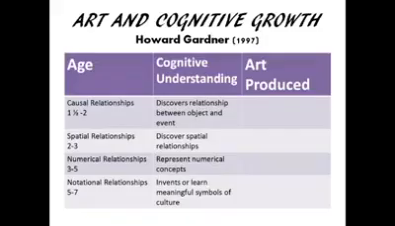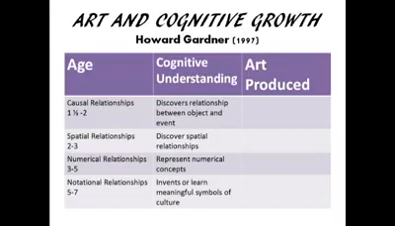Here is a table of art and cognitive growth based on Howard Gardner, 1997. Age, cognitive understanding, art produced. Under age, we have causal relationships from age 1½ to 2 years old. Its cognitive understanding is to discover relationships between object and event. Its art produced is to draw a dog by scribbling and barking at the same time.